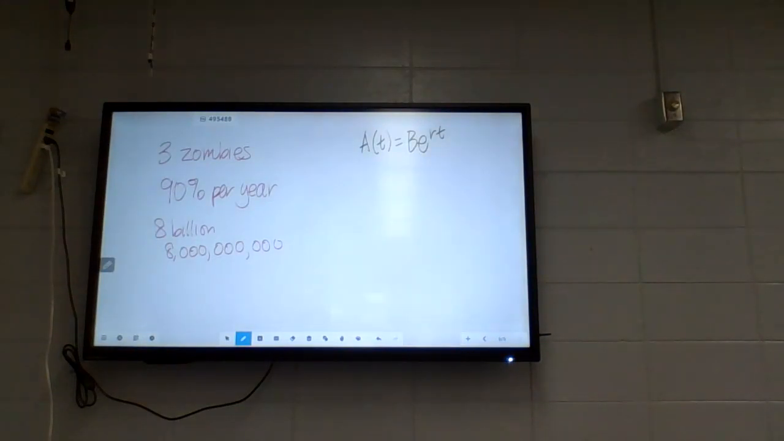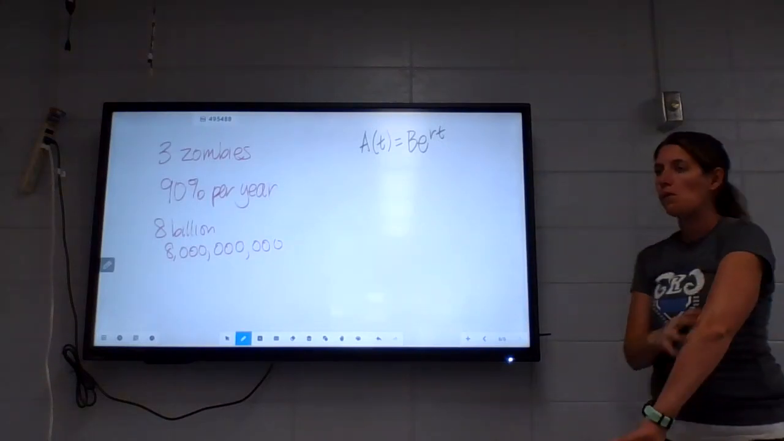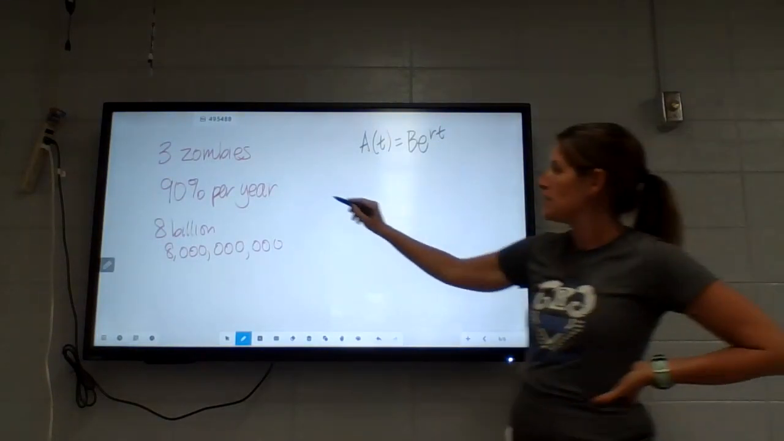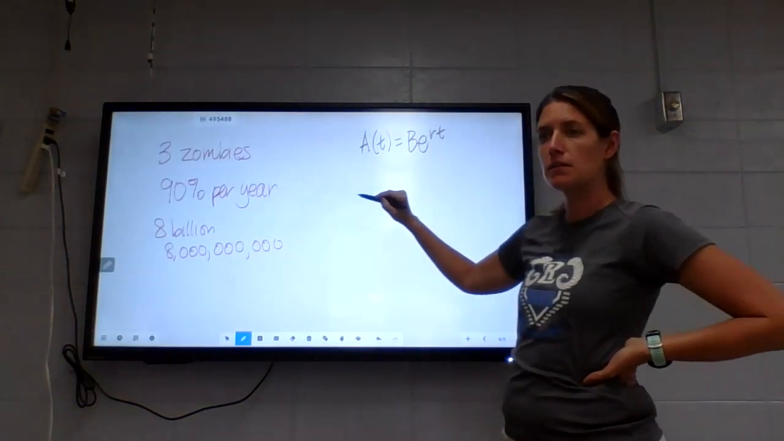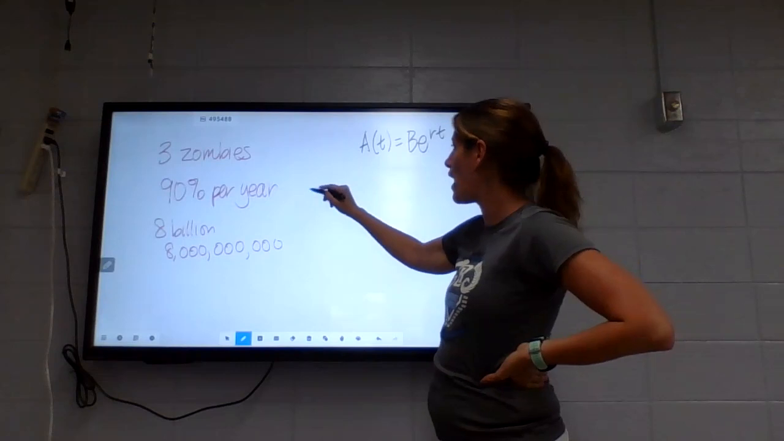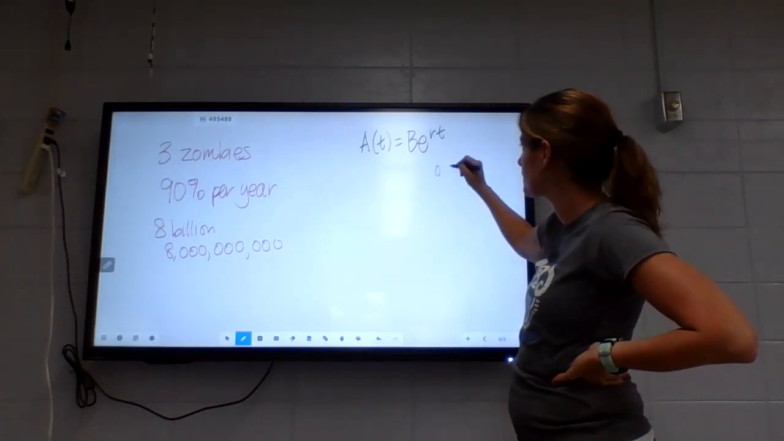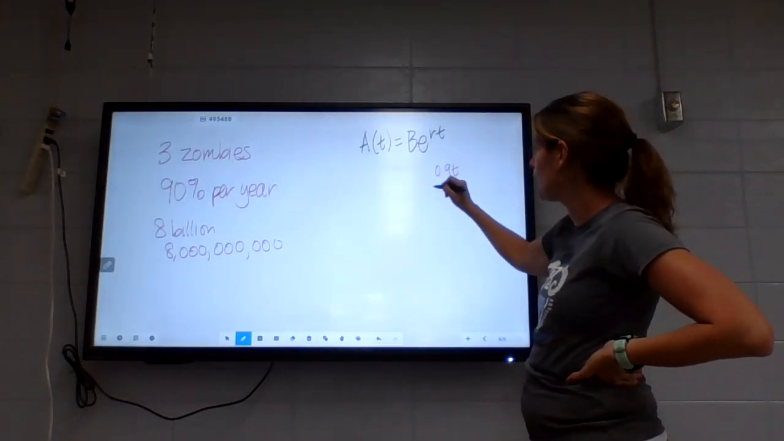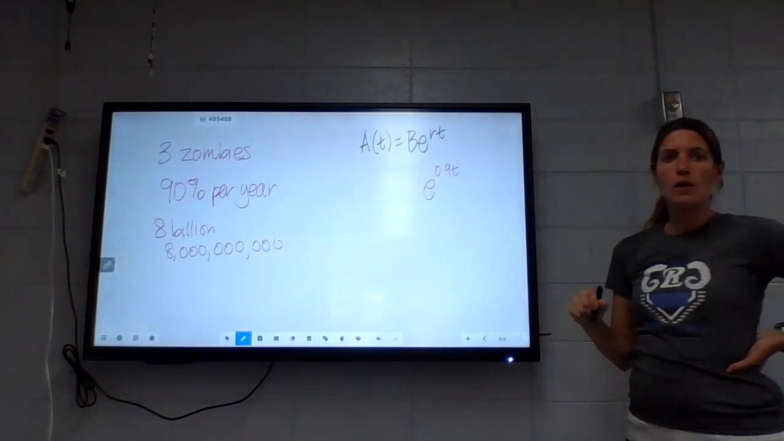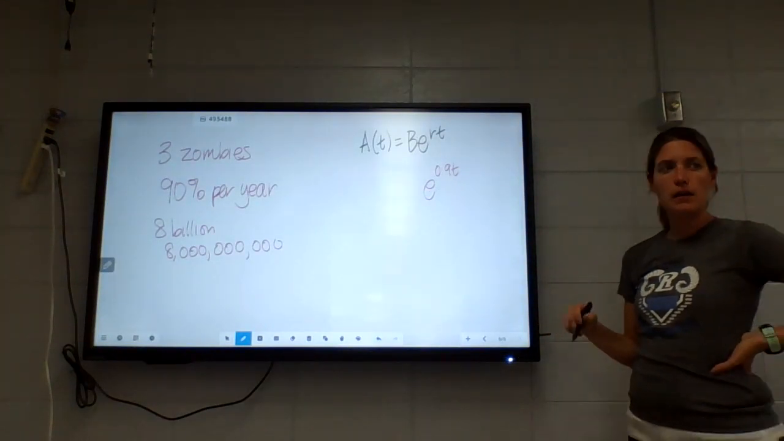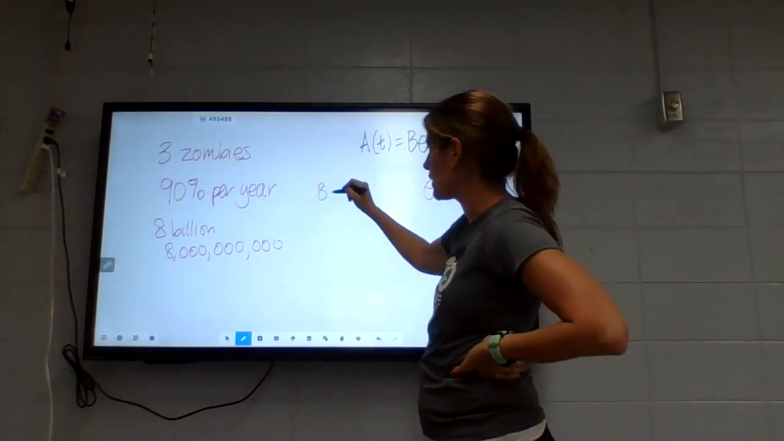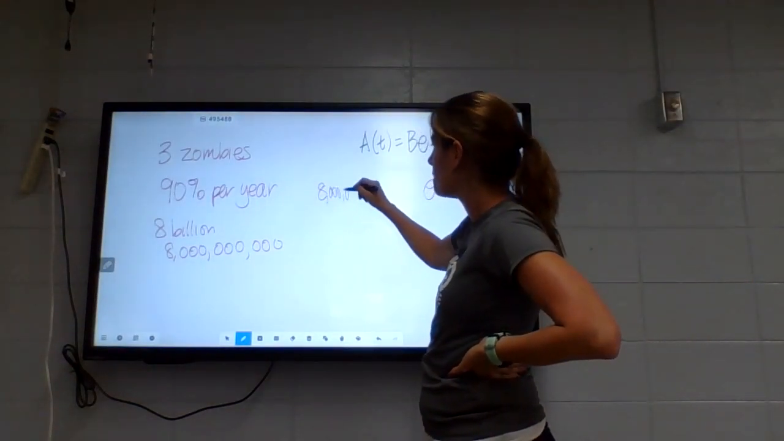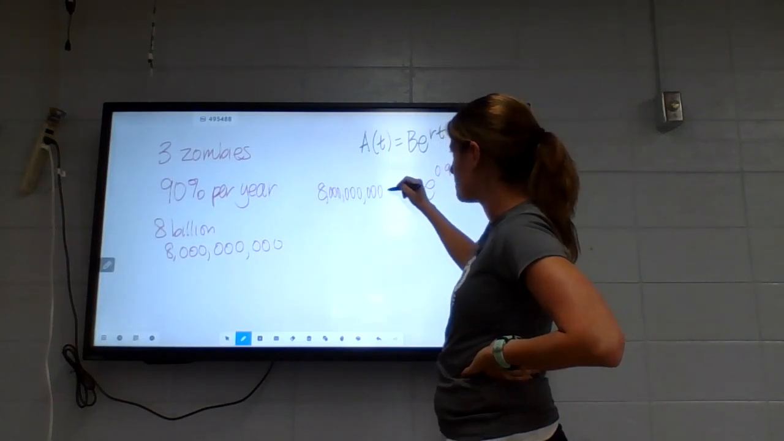Okay, so where does everything go? 8 billion. The 90% is our rate, so what do we write that as? 0.9, so R is 0.9. Okay. What's the B in the AT? Isn't the AT 8 billion? Yeah, so that's our 8 billion. And then the B is the starting value. That's like the beginning value.